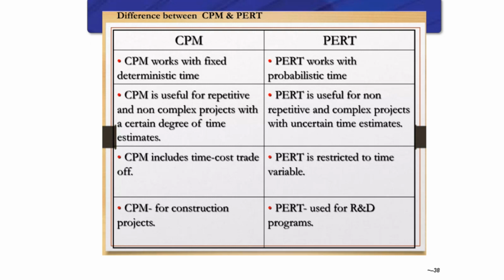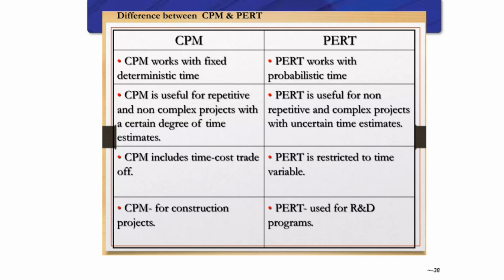Comparing CPM and PERT, CPM works with fixed decision making, fixed timing, so relatively certain. But the other one is probabilistic time. CPM is useful for repetitive and non-complex projects, and PERT for complex projects. CPM includes time-cost trade-off, but PERT is treating time as a variable. CPM is for construction projects, the other for R&D projects. Relatively speaking, these are some of the differences.